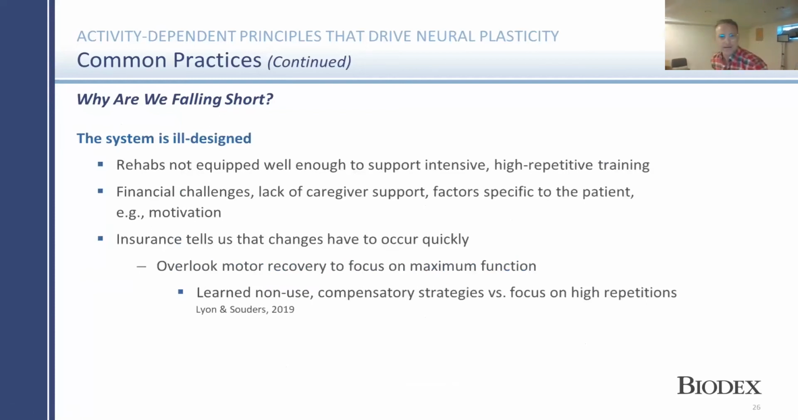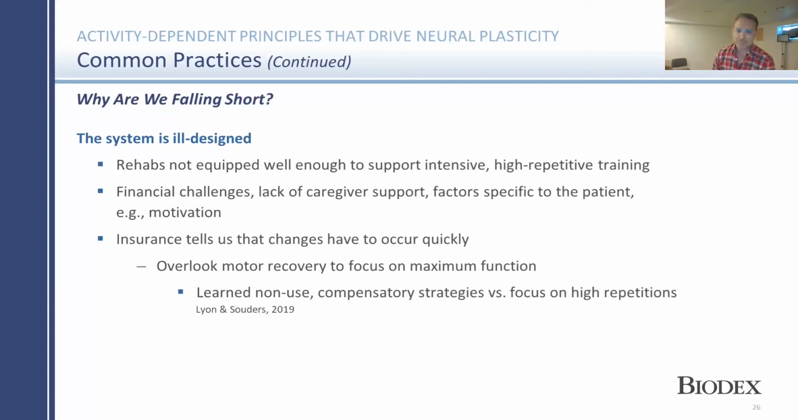Well, you guys might agree with this, some of you. I know for me, in some of the clinics that I've been in, the rehab gyms just weren't designed well enough to support this high intensity, high repetitive task training. There are financial challenges. We know that there's lack of caregiver support for any type of carryover in the room or at home. And of course, there's factors specific to the patient, such as motivation. Not just motivation, there's cognitive challenges as well. There's multiple challenges.